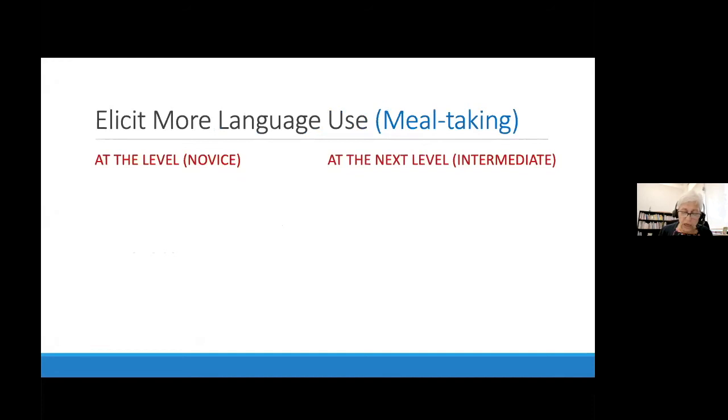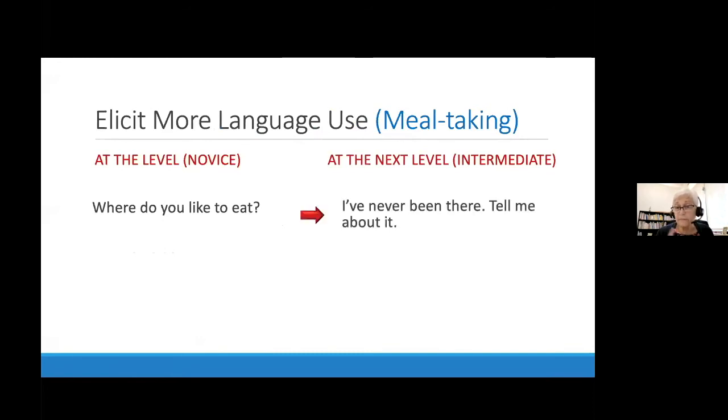A second strategy is the strategy of elicitation, or eliciting more language. I've given you the topic of meal taking, but again, this can be easily used in the chit chat. So at the novice level, I might ask a student, where do you like to eat? The student responds to the question, and I follow up, oh, I've never been there. Tell me about it. And notice we have that very simple word level response that's elicited at the novice level and the sentence level response where they have to create with language at the intermediate level.